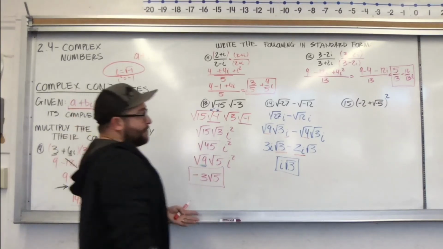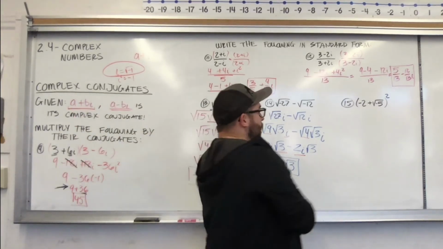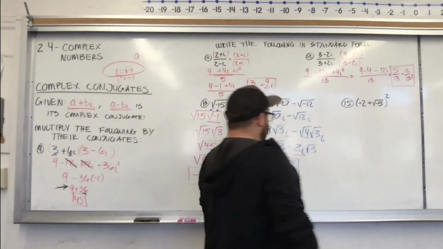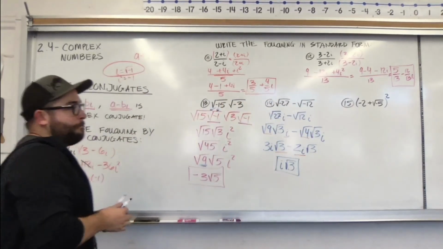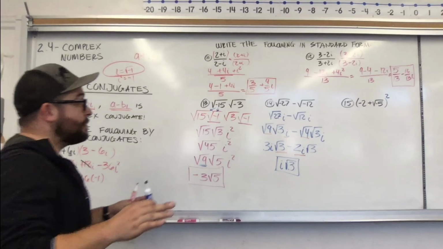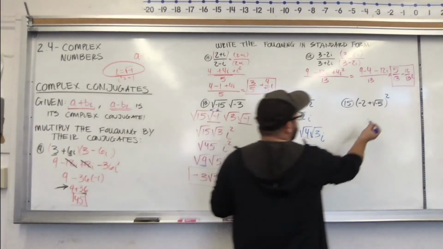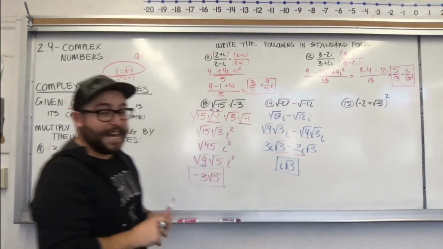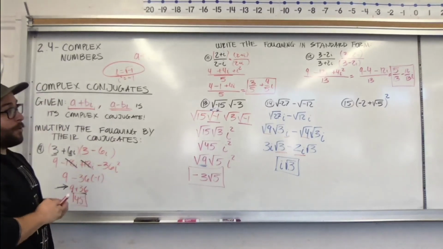Now, lastly, just for the challenge, I'm going to have you give number 15 a chance. Give it a pause. Remember to rewrite this square root of negative 5 as an i in there, and then we'll work it out together in a second.